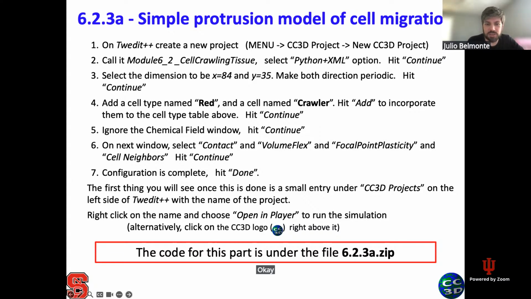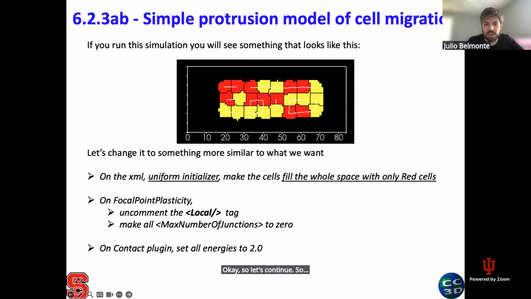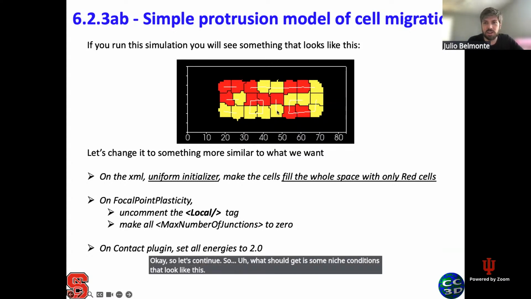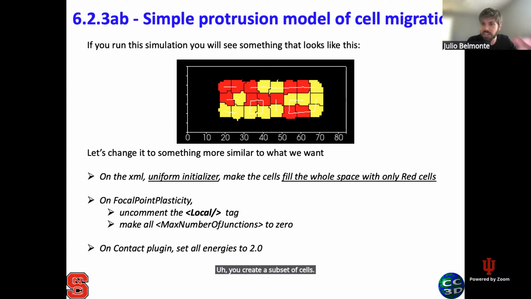Okay, so let's continue. So what you should get is some initial conditions that look like this. You create a subset of cells. There are links between them. So the wizard can only go so far. You always need to then fine-tune the simulation to get exactly what you want, right? So the first thing, let's go to the XML and initializer, and let's make all the cells of type red. So there you have red and crawler. Remove the crawler and make them now red.